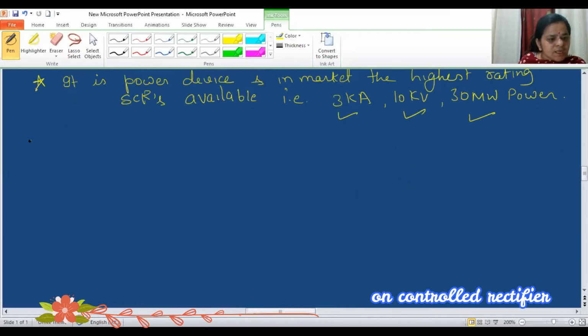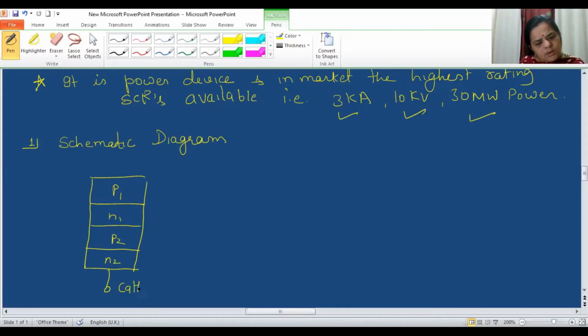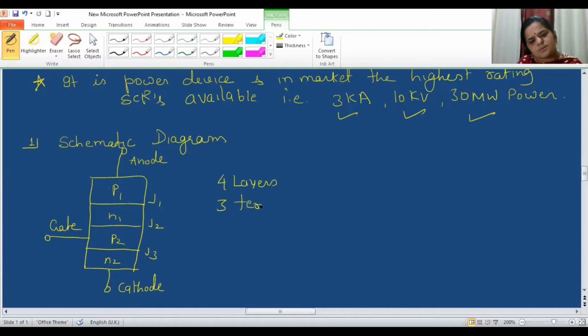Now let us see its schematic diagram. There are 4 layers of semiconductor material: P1, N1, P2 and N2. This is the cathode, here is the anode, and this one is the gate terminal. So you can say it's a 4-layer, 3-terminal and 3-junction device, with junctions J1, J2, J3.